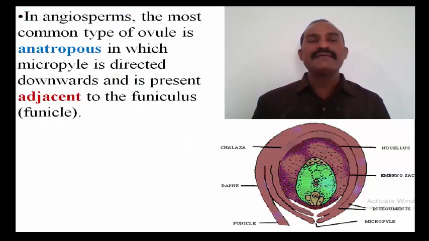In angiosperms, the most common type of ovule is called the anatropous ovule. In this anatropous ovule, the micropyle is directed downward, or we can say it is parallel to the funicle, and it is present adjacent to the funicle. So here you can see the micropyle and the funicle are parallel to one another, and when the micropyle is facing the downward side or is parallel to the funicle, it is called an anatropous ovule.